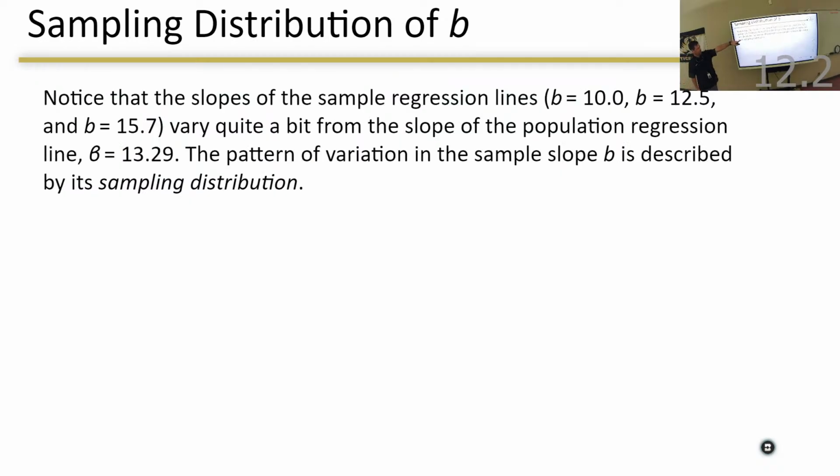Notice that the slopes of the sample regression lines vary quite a bit from the slope of the population. We had 10, we had 12.5, we had 15, and we had the population of 13. The pattern of the variation in the sample slopes is described as the sampling distribution. If I did this over and over again, eventually I'm going to have the sampling distribution of all the slopes.